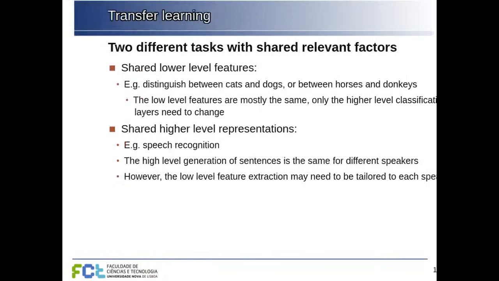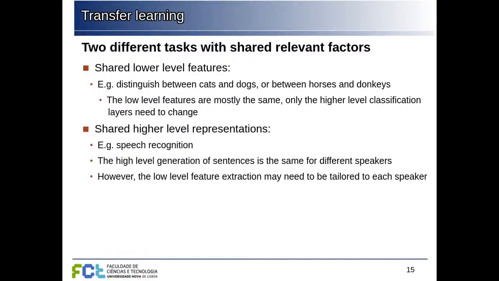Okay, so this brings us to transfer learning. Now, there are some differences between different authors in how to categorize this, but the basic idea is that in transfer learning, we have different tasks, but there are some factors that can be shared between them and are important, so the kinds of features that we need.